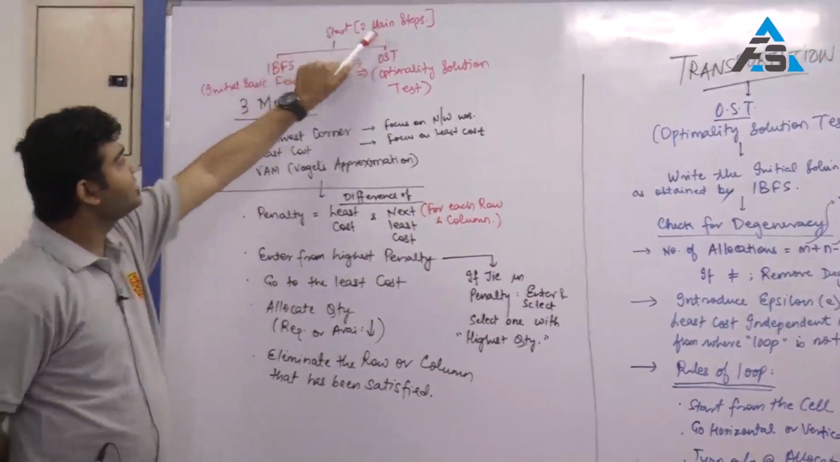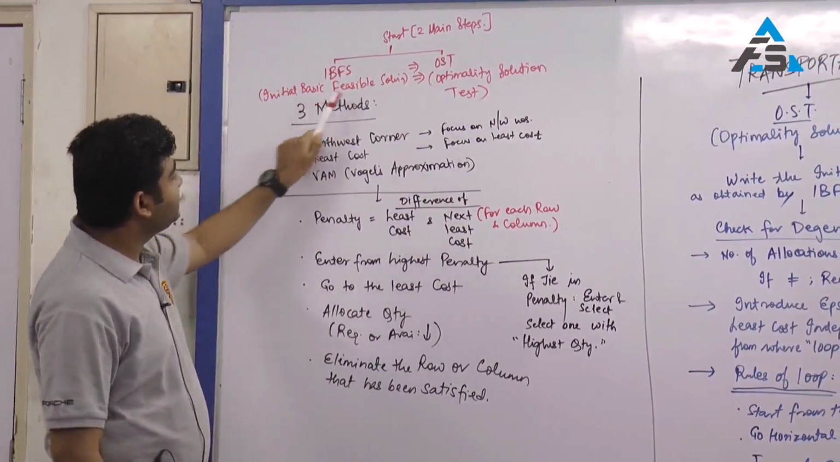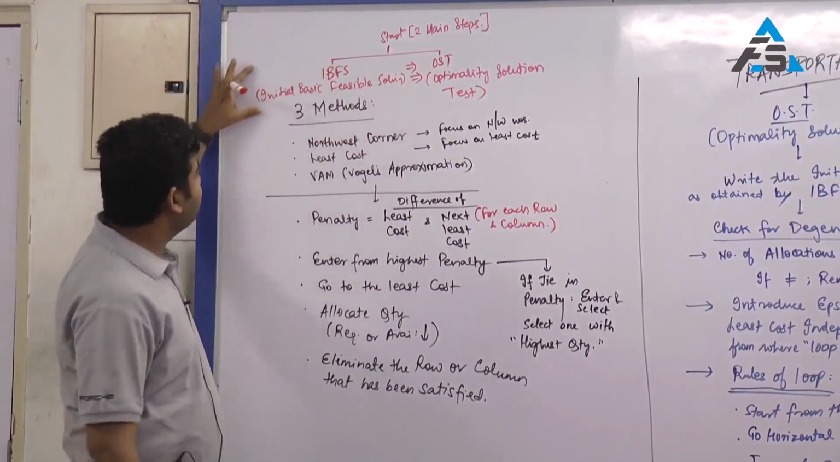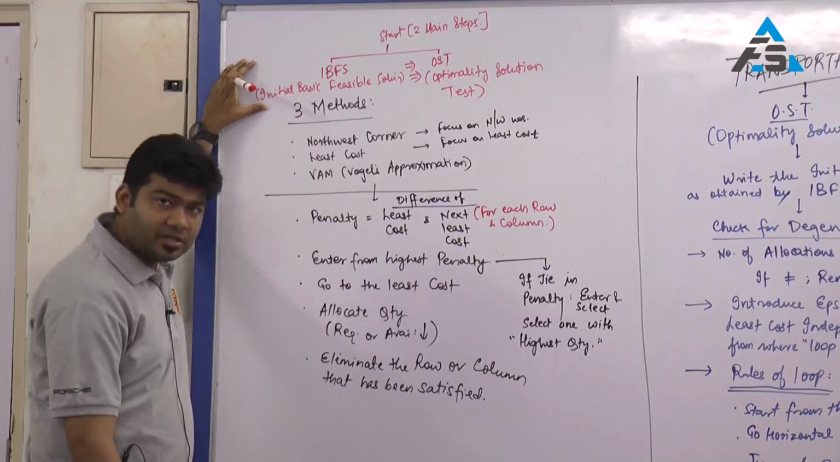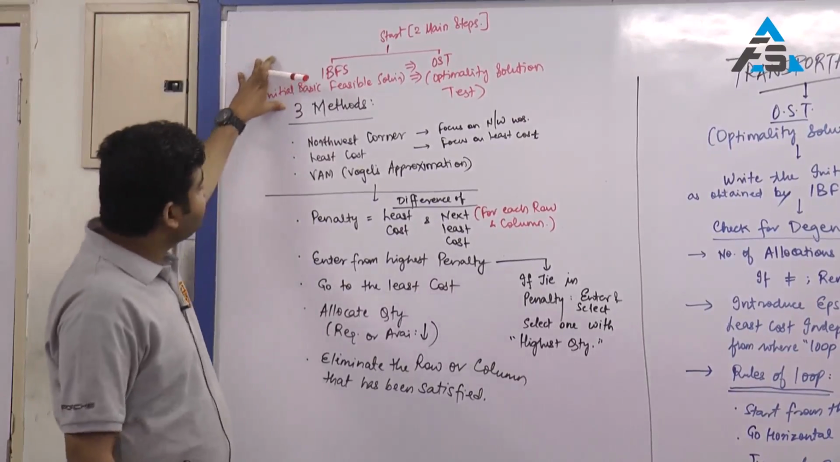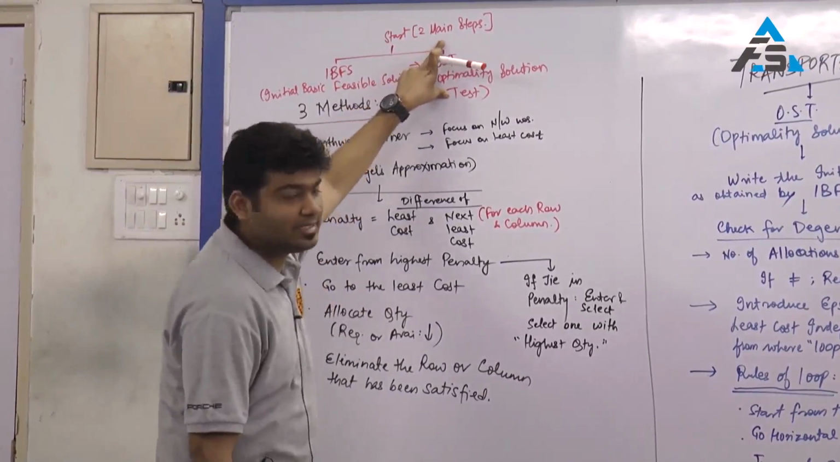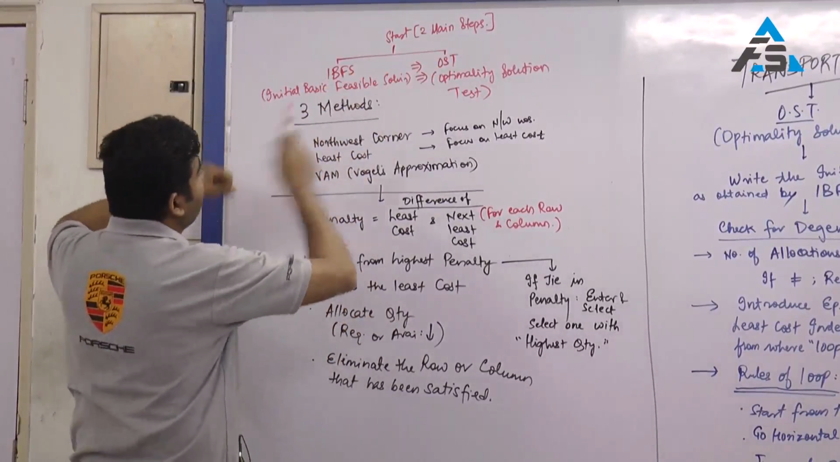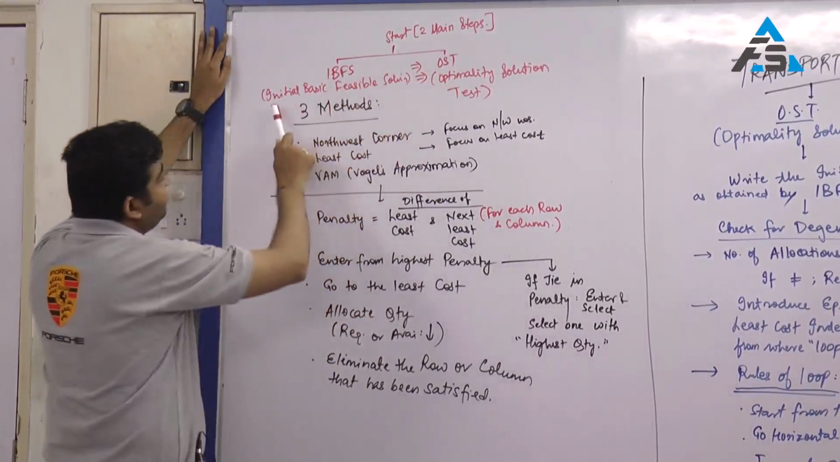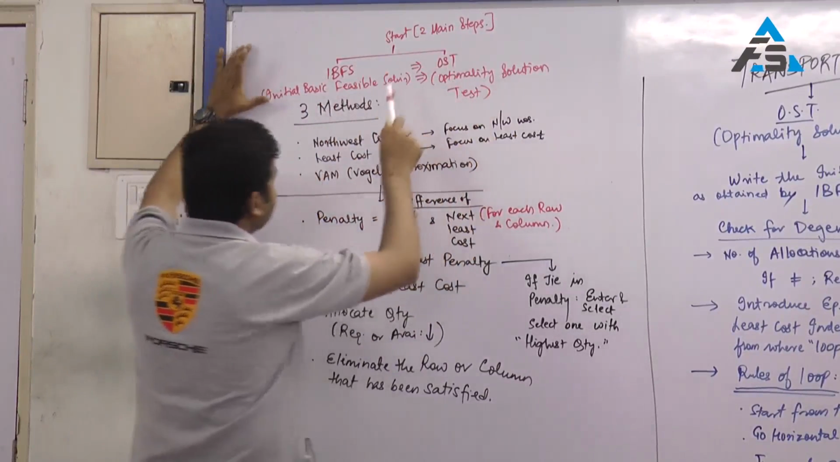It consists of two main steps, IBFS and OST. IBFS stands for Initial Basic Feasible Solution. So first thing that you have to do when you are solving a transportation problem is to ensure that you get your IBFS. Once this is done, you have to focus on OST, Optimality Solution Test. So two main steps is what we are focusing on. One, IBFS, Initial Basic Feasible Solution. Two, OST, Optimality Solution Test.